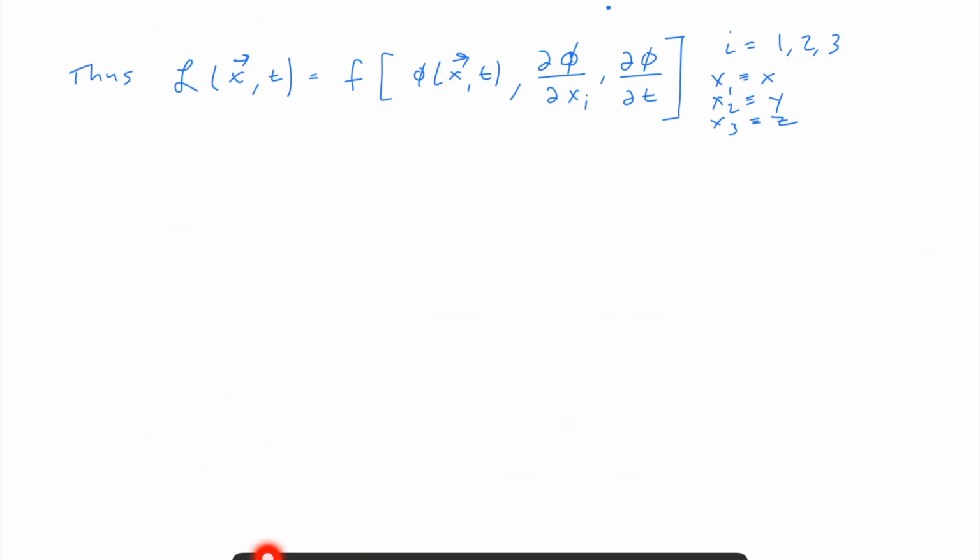So this is why we say our Lagrangian density will just be some sort of function of phi itself and the first derivatives of phi with respect to space and the first derivatives of phi with respect to time.